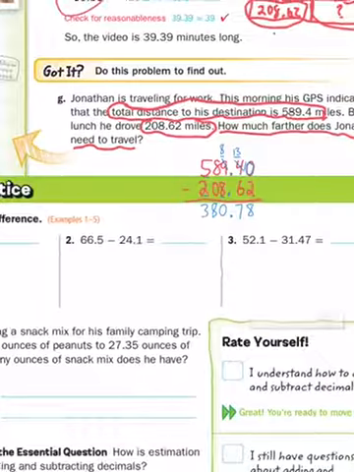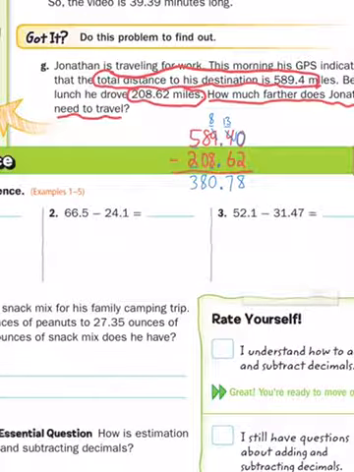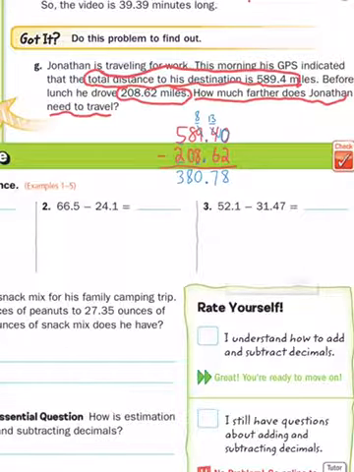So remember, the question was a word problem, so we need a label. How much farther does Jonathan need to travel? He needs to travel 380.78 miles farther. So that is your answer.